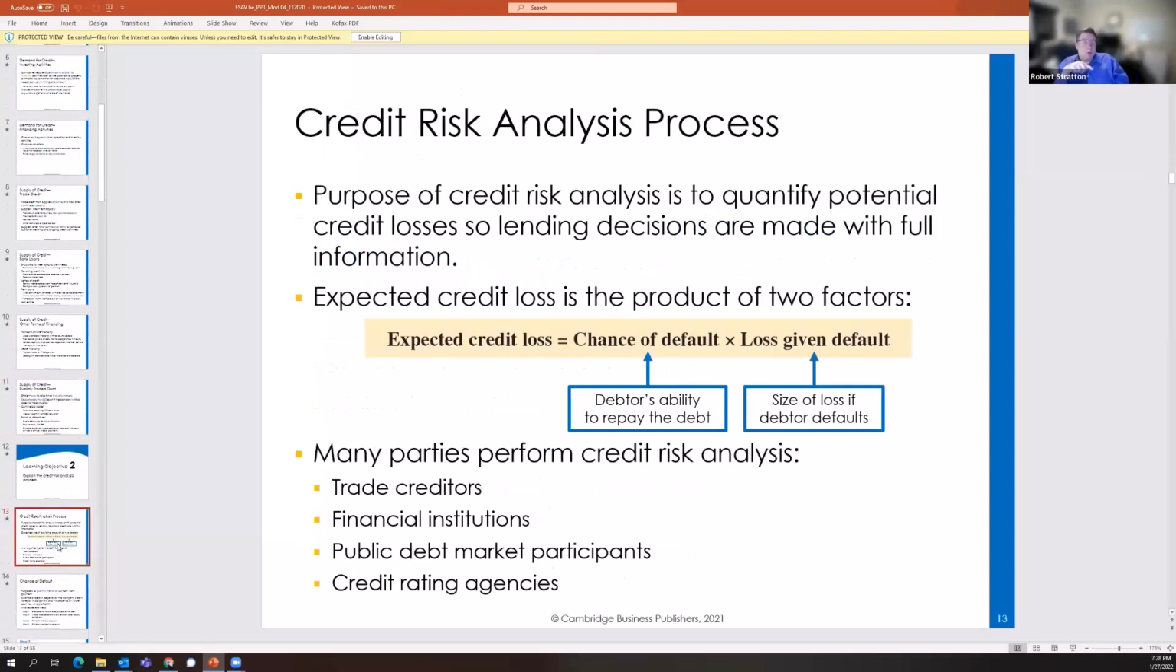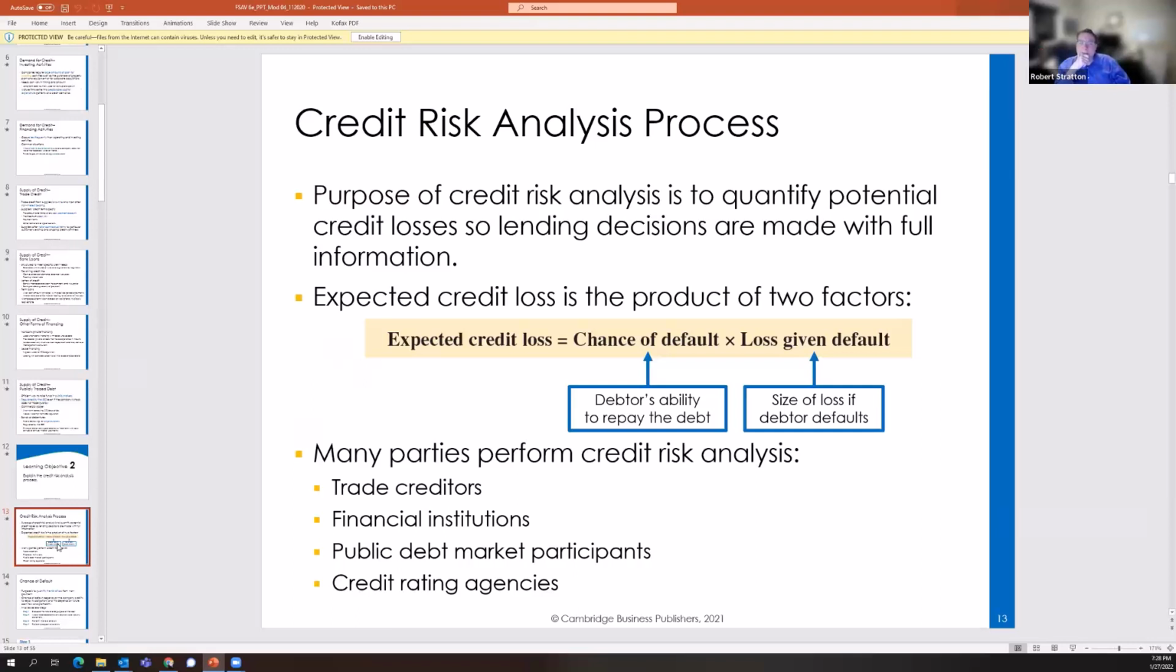Okay, so that's the big overview of the credit market. Let's talk more about credit risk analysis processes. This is the whole point of looking at the financial statements and figuring out if there's creditworthiness. So just basic stuff here.